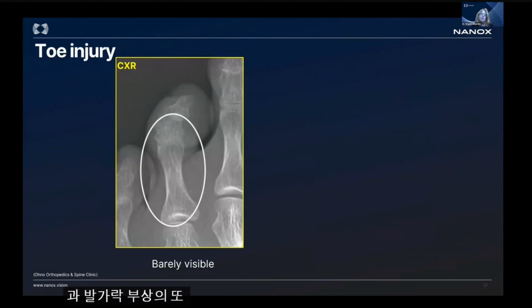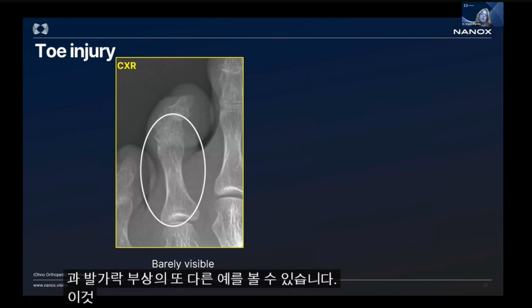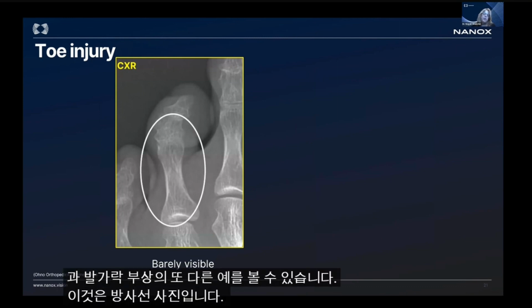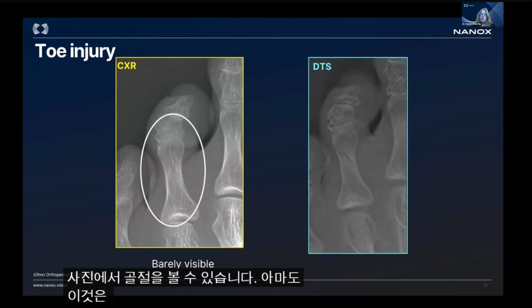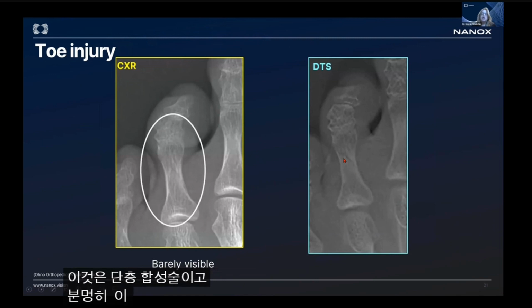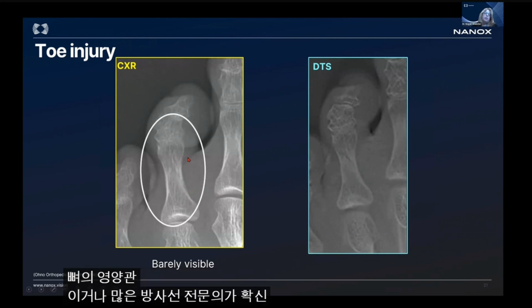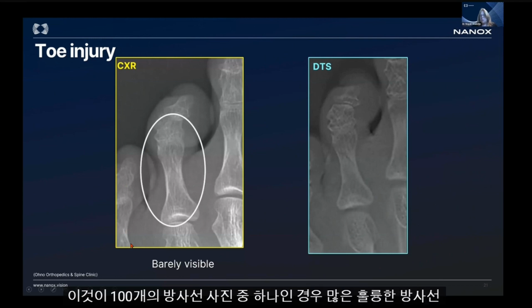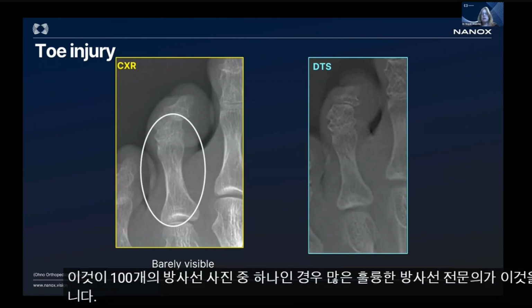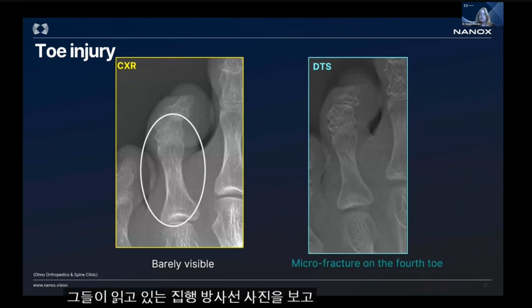And another example of a toe injury, these are the radiographs. Can you see a fracture in the radiographs? Maybe. And this is the tomosynthesis, and clearly this fracture is seen. So retrospectively, yes, you can see something here. One could think that maybe it's a nutrient canal in the bone, and I'm sure many, many very good radiologists would miss this if this is one of 100 consecutive radiographs that they're reading.